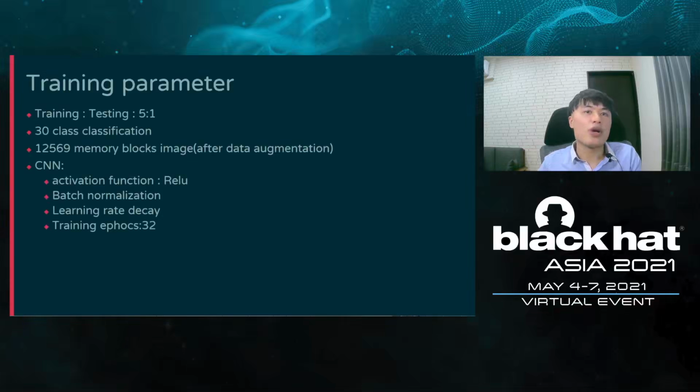There are 12,569 memory blocks, and the amount is after the data augmentation. The activation function in the CNN is ReLU. And we also use batch normalization and learning rate decay in the CNN network. And the training epochs we set is 32.